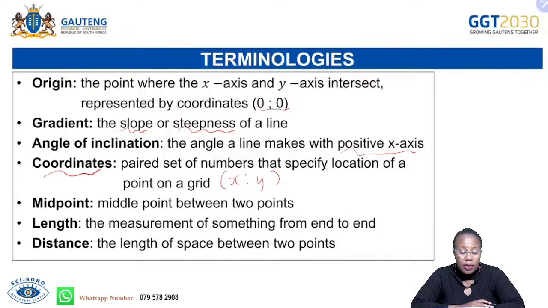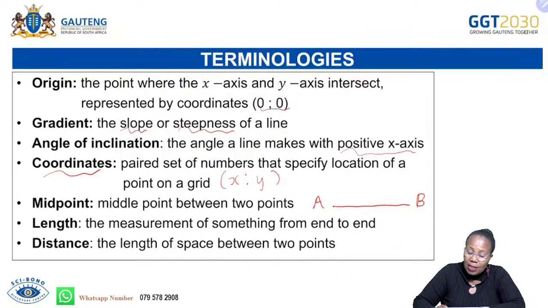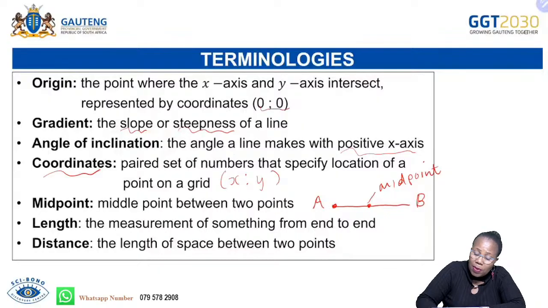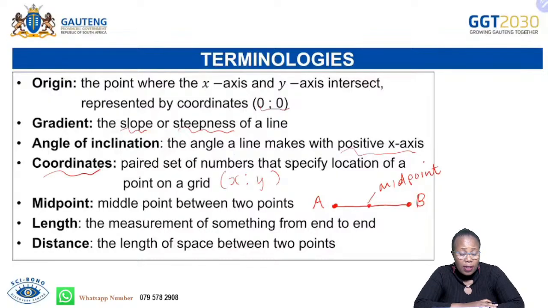And then we have the midpoint. Midpoint is the middle point between 2 points. If I'm going from point A to point B, then in the middle of this, I will have my middle point, which you call the midpoint, all right? And then the length is the measure of something from end to end. That means if I'm measuring from A to B here, I'm taking the length of AB. That is the distance or the length from one point to another. And the distance is the length of space between two points. That means these explanations describe one and the same thing.